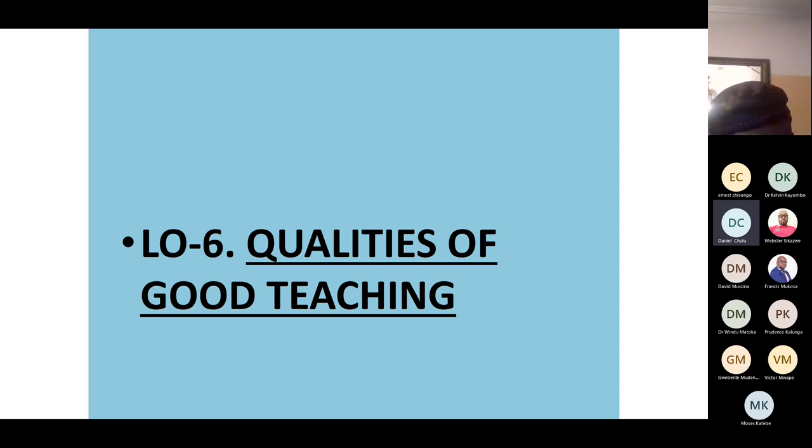So when the lesson ends, you evaluate, which means you look at the outcome. Have I achieved what I intended to change in these learners? So you evaluate the learners as well as yourself. There is a learner evaluation and a teacher evaluation at the end. These will help us to see whether we have the qualities of good teaching. Thank you very much.